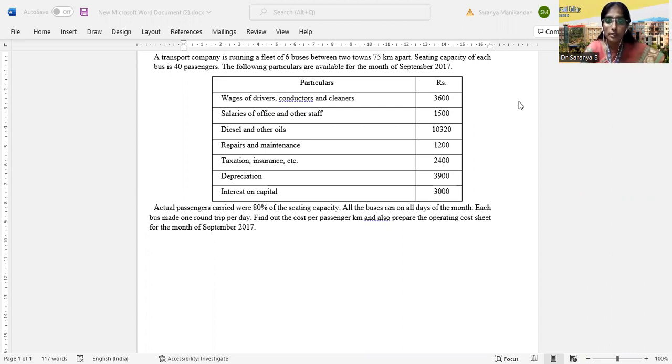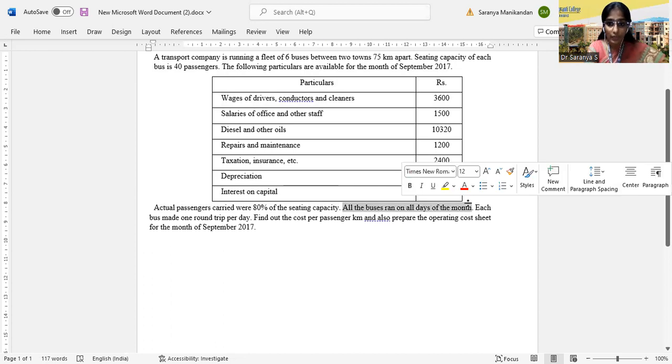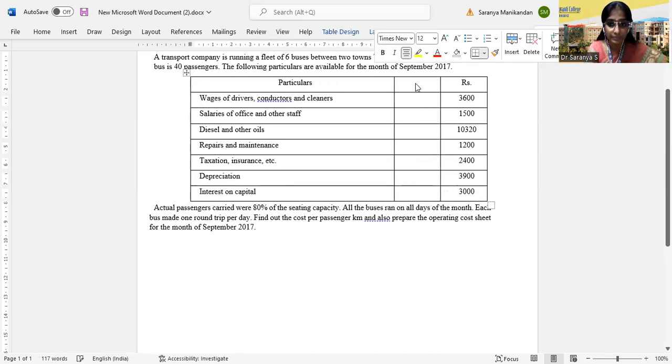The following particulars are available for the month of September 2017. So here there are many expenses given. So we should show it in the cost sheet, which is fixed expense, which is variable expense. Actual passengers carried were 80% of seating capacity. So in the very first line, it is given that seating capacity of each bus is 40 passengers, but actually how much is utilized is 80%. So all the buses ran on all days of the month. Okay, that is September month.